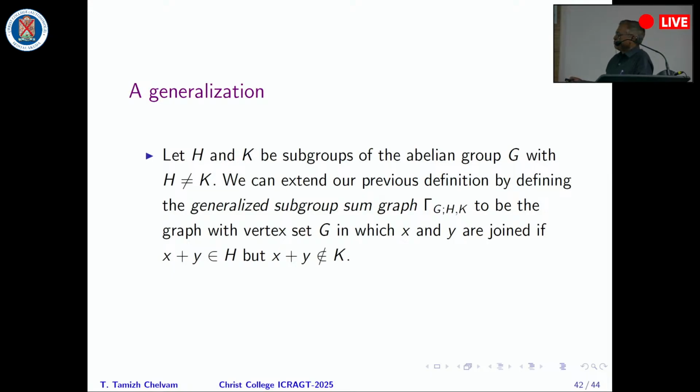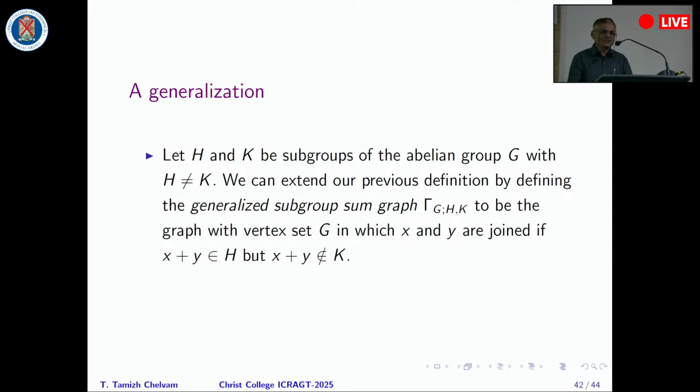Let H and K be subgroups of the abelian group G with the condition that H and K are different. Then we define the generalized subgroup sum graph gamma G H comma K, which is a graph with the vertex set G, and two distinct vertices are adjacent provided x plus y is in H. One more condition, x plus y is not an element of K. So we demand it is an element of the subgroup, but it should not be in the choice of the other. So I want it to be in H but not in K.